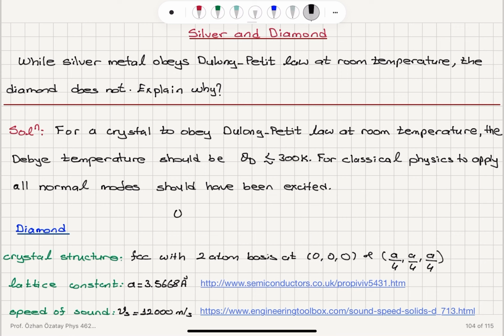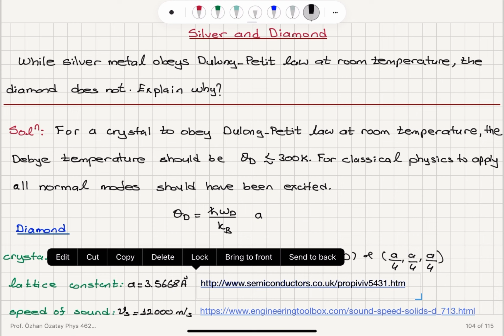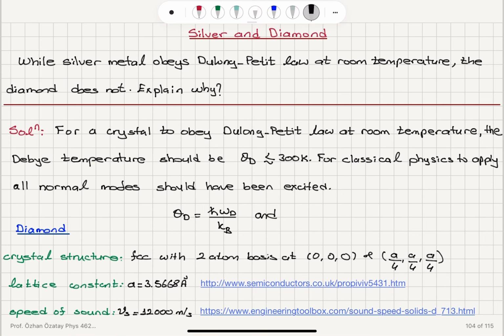So the Debye temperature, if you remember, is given by h bar Debye frequency omega Debye divided by the Boltzmann constant k_B, and the corresponding Debye angular frequency is (6 pi squared N/V)^(1/3) times the speed of sound, where N/V is the atomic number density, because the Debye model is for the acoustic branch, for sound waves.